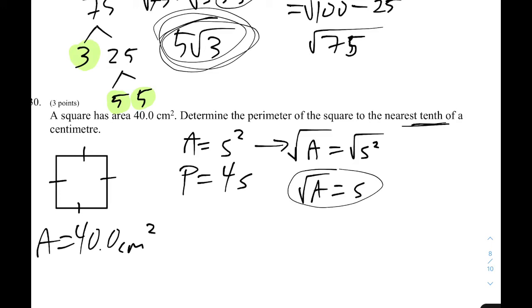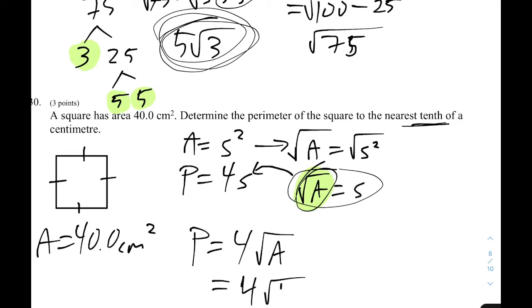Once I've got this, I can substitute it in where I see an s over here. So for the perimeter, I have 4 times s, and I just figured out that s is the same as root A. So 4 times root A. What's root A? Root 40. And root 40, since we're dealing with just decimals, root 40 is 6.32 and so on.